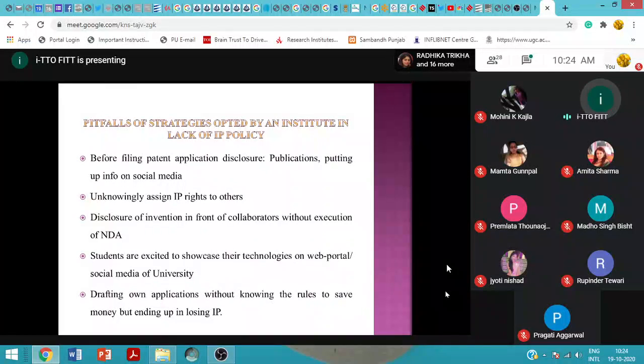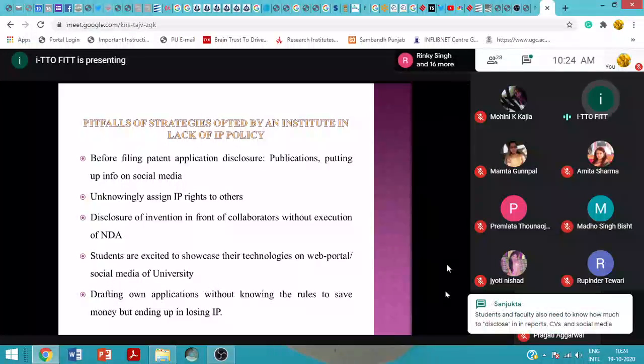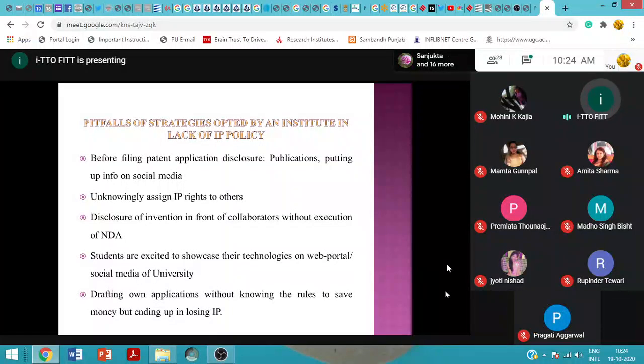Drafting their own application without knowing the rules, to save money, but ending up losing IP. If there is an IP policy in place at an academic institution, it can help the researcher draft with the help of an IP or TT professional, or any law firm which they have hired. All these terms are mentioned in the IP policy. So these are the negative effects if there is a lack of IP policy in any academic institution.